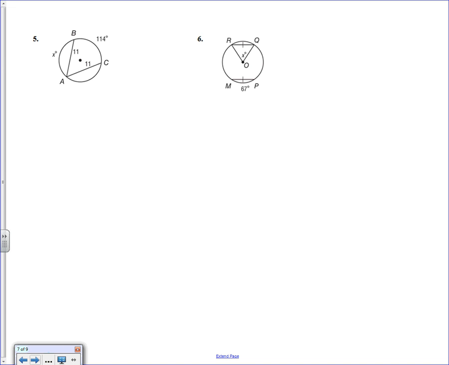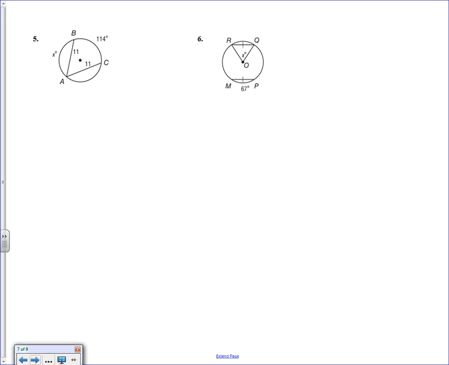Take a look at 5 and 6 here and see if you can figure them out on your own. Number 5 is relatively similar to our last one. And then number 6 is kind of putting 2 or 3 things together. So pause and try to take a look at those ones. But I'm going to just continue.